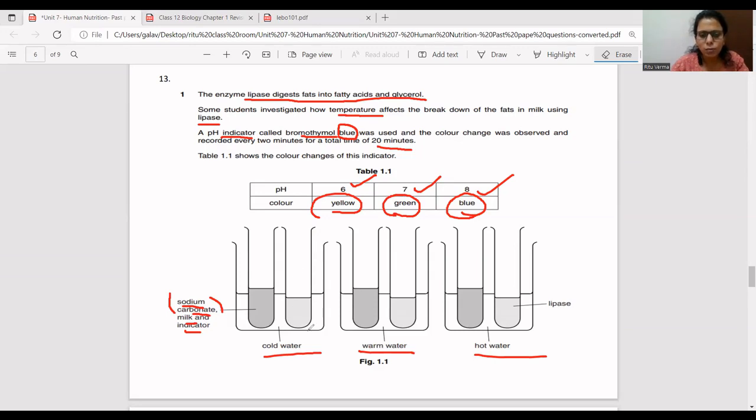And in next test tube, in one setup, they have taken lipase enzyme in the liquid form. Okay, and they have taken total 3 setups: cold water, warm water and hot water.